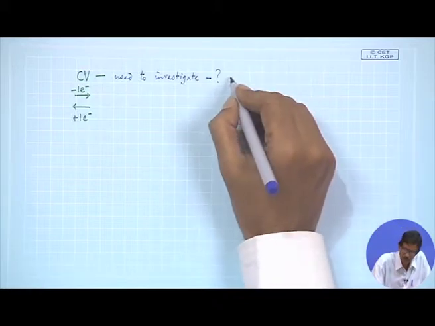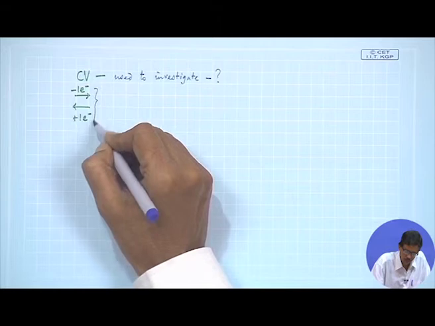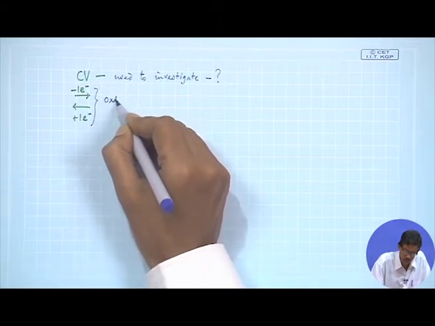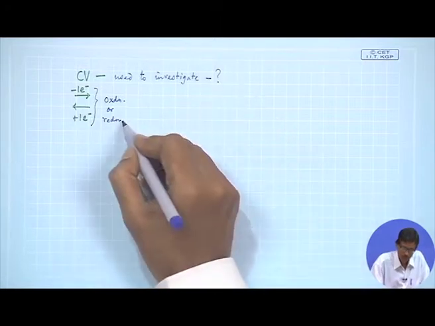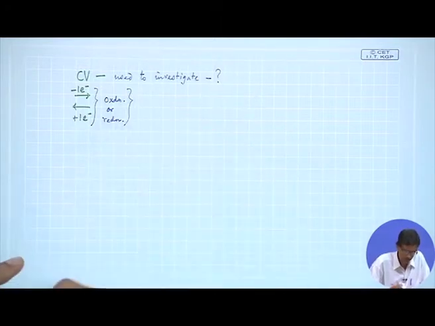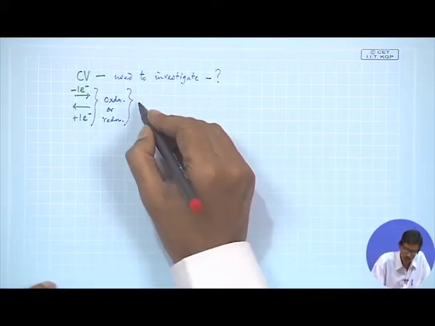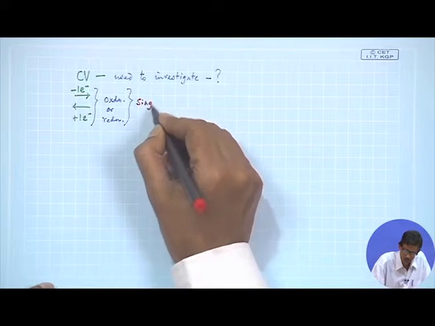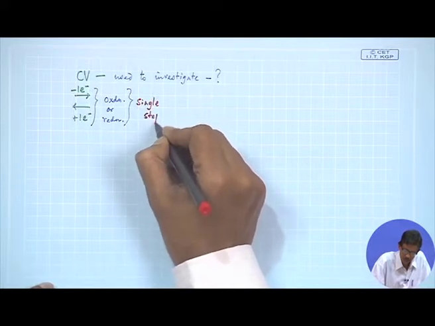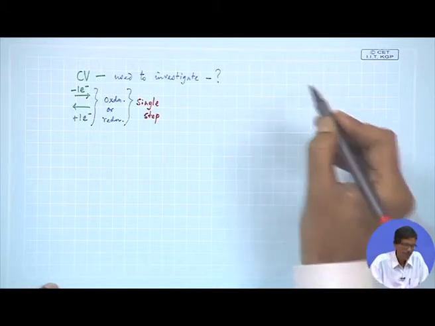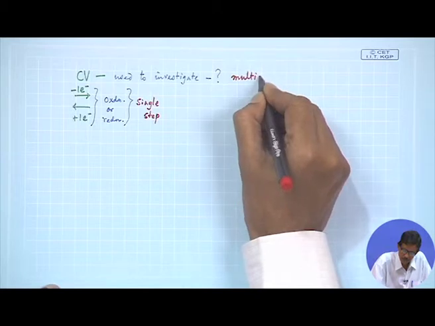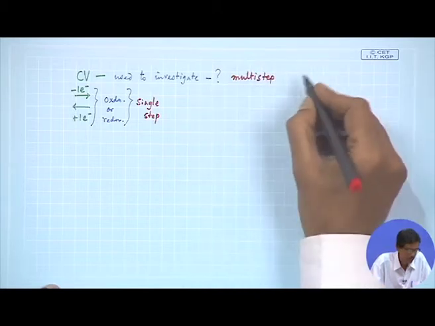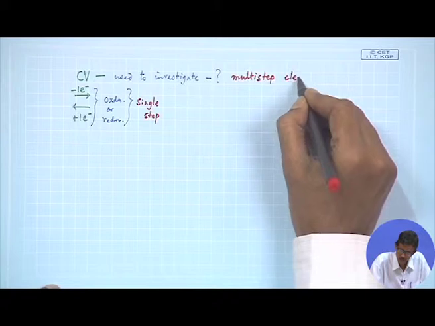If we do not have a single step, whatever electron transfer for oxidation or reduction we are getting, those we can consider as single step electrode processes. If we can have some multi-step electrode process or processes.